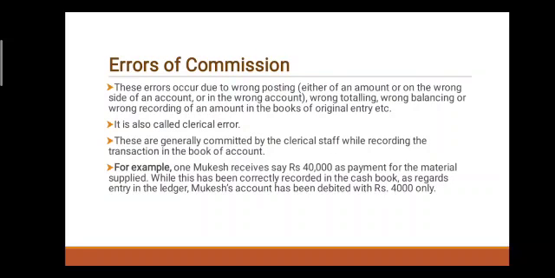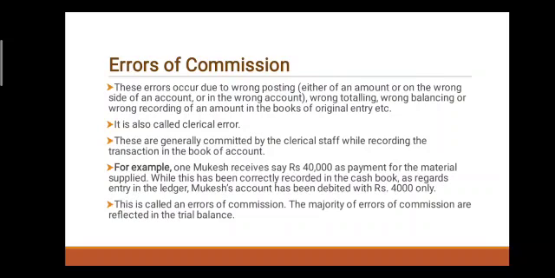For example, one Mukesh receives, say, rupees 40,000 as payment for the material supplied. While this has been correctly recorded in the cash book, as regards entry in the ledger, Mukesh's account has been debited with rupees 4,000 only. This is called an error of commission. The majority of errors of commission are reflected in the trial balance.